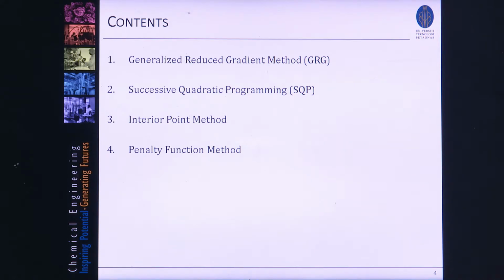We'll talk about the GRG method. Excel has this method. We'll talk about successive quadratic programming. I've touched on this a little bit in the Lagrange example. And then we'll talk about the interior point and some penalty function. I think because this method is obsolete, we're not going to use this. This is not used anymore, so we're not going to explain this any further.